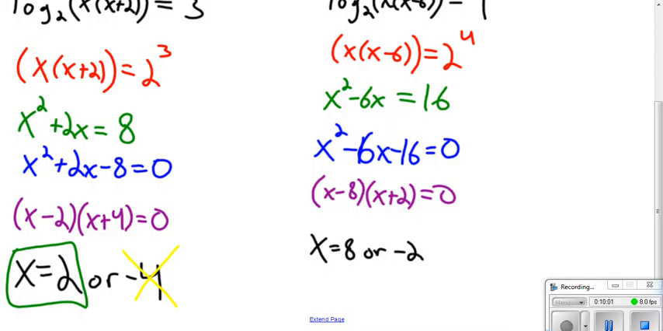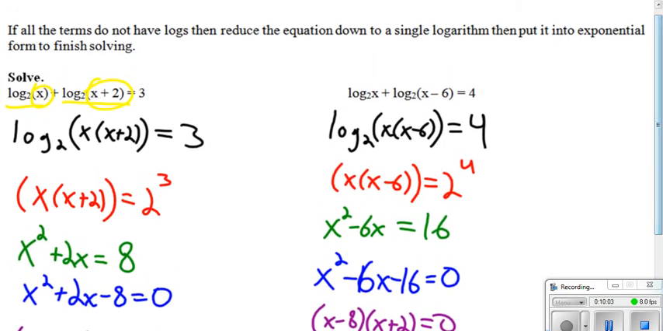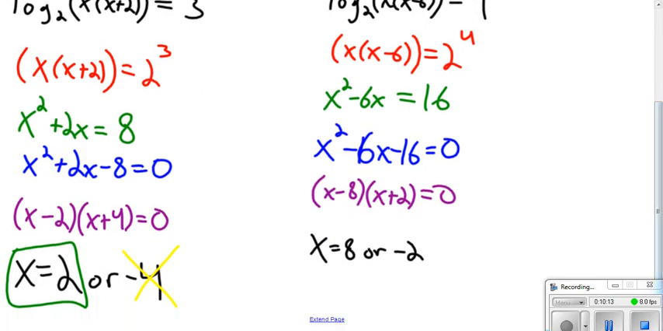negative 2. But again, coming back up here, if we were to plug in negative 2, here we'd have log base 2 of negative 2. Here we would have log base 2 of negative 8. In both cases, negative numbers, so we can't use that value. Our 8 checks out in both places, though. So we would say then it is x is 8 in both cases.